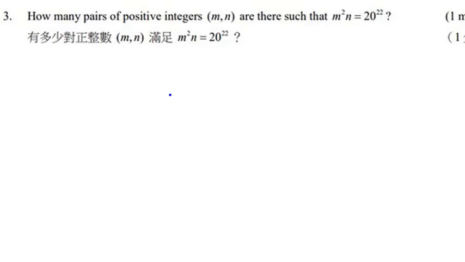Problem number 3. How many ordered pairs of positive integers m and n are there such that m squared n equals 20 to the power of 22? For solving this problem, we want to use one of the most important ideas in counting problems. If you have two things that are not related, count them separately, and if they happen at the same time, multiply them. It means what? Let's see how we can use this for this problem. Let me explain, then you will understand it better.